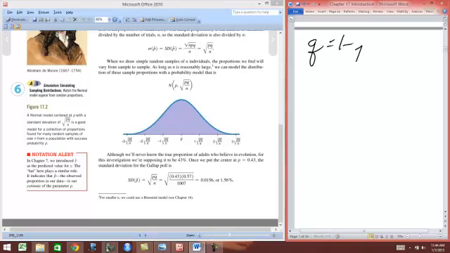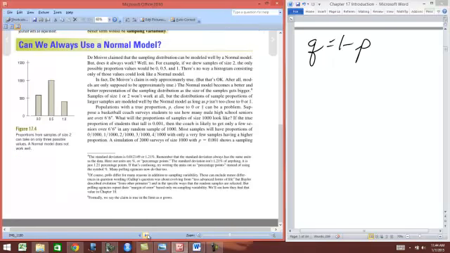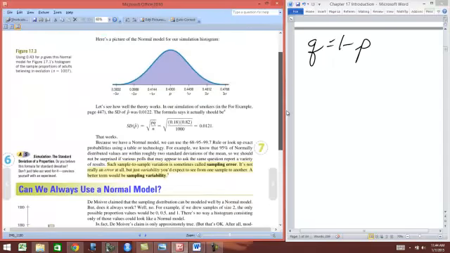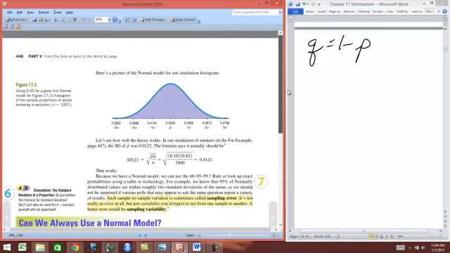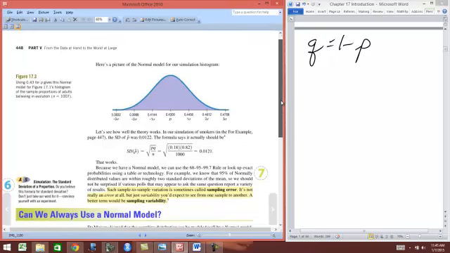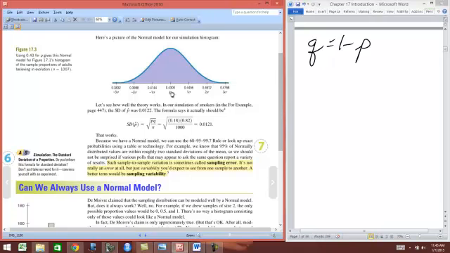Q equals 1 minus p. All right. Onward. Okay. All right. And then here is the model based on the standard deviation that we just calculated, saying that the center of the distribution is 0.43. Okay, and then here's the 68, 95, 99.7 distribution.